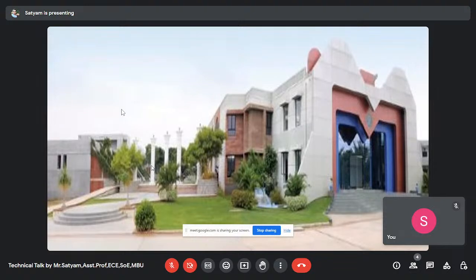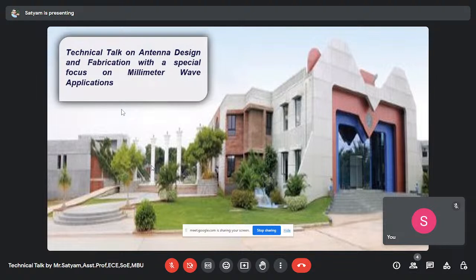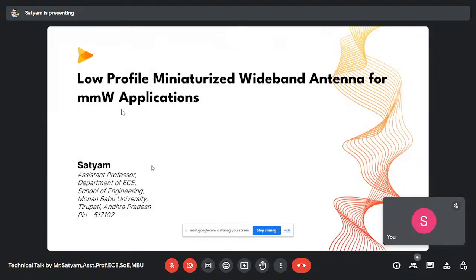Good evening everybody. I'm Satyam and I'm thankful to the organizers who have given me this opportunity to present the area which I like, that is antenna. My talk will be on antenna design and fabrication with a special focus on millimeter wave applications. This is the low profile miniaturized wideband antenna for millimeter wave applications, my present area of research. I will link today's talk to this somehow. One or two points I will touch so that I make a proper resemblance with the main topic, right?